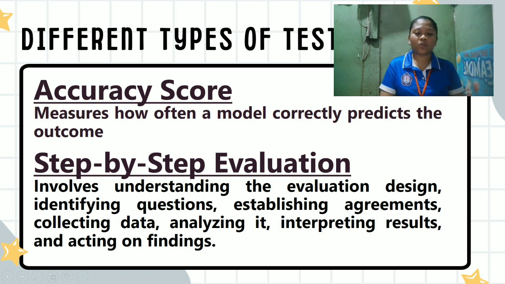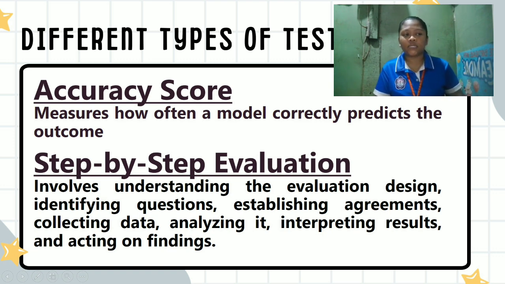Accuracy score measures the percentage of correct responses in a test. It is used for objective tests such as multiple choice, true or false, and computational problems. For example, a grade 7 student takes a 15-item quiz on fractions. After checking the test, the teacher finds that the student answered 12 questions correctly.